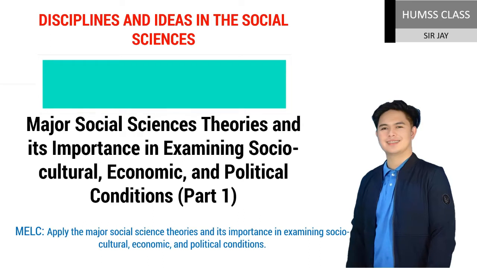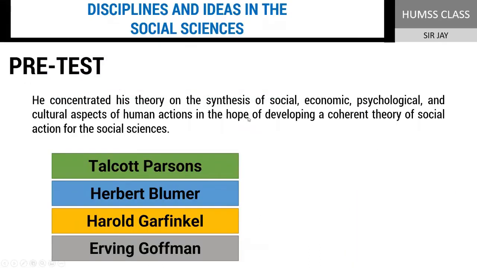Before we begin, let's have our pretest. Are you ready? The question is, he concentrated his theory on the synthesis of social, economic, psychological, and cultural aspects of human actions in the hope of developing a coherent theory of social action for the social sciences. What is your answer? Very good. The answer is Talcott Parsons.